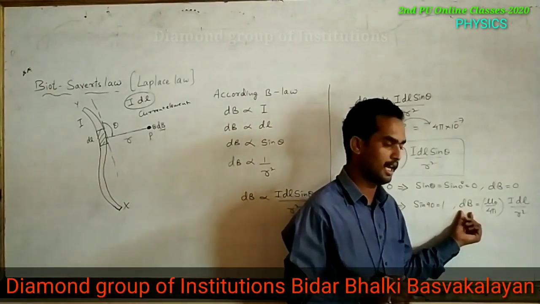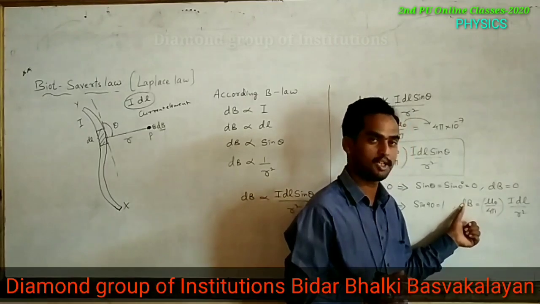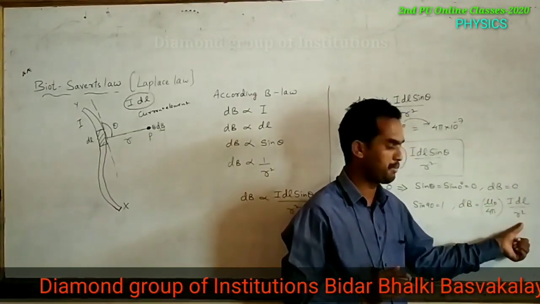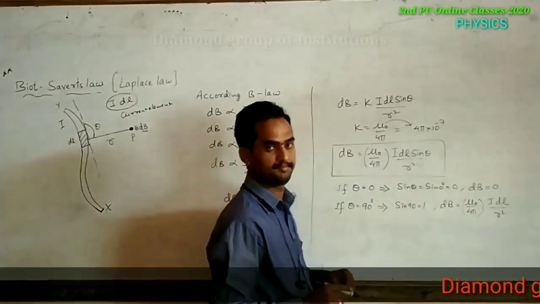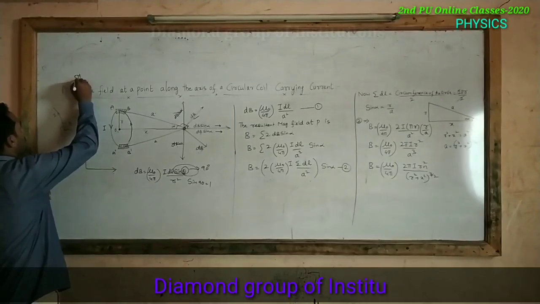Also we can calculate the magnetic field of any conductor using the expression dB equal to mu naught by 4 pi into I dl divided by r square. The most important derivation, it is going to be asked for 5 marks.